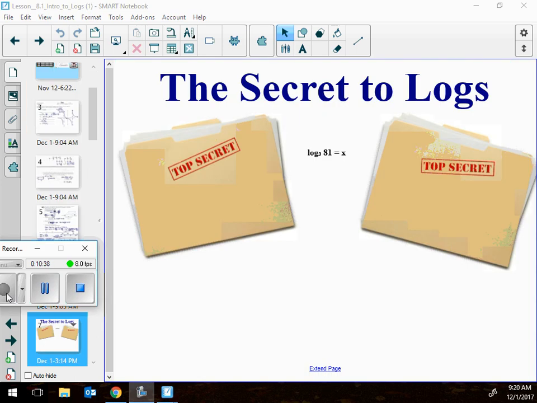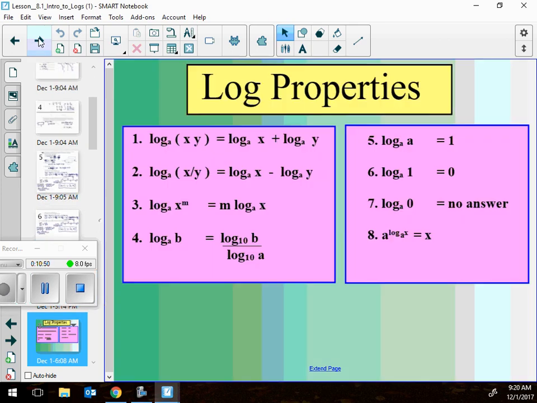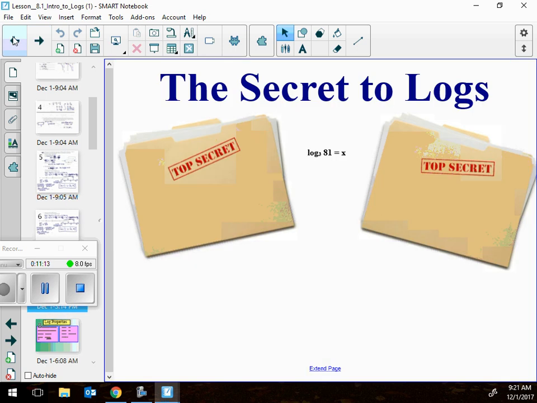Okay, so the secret to logs: it's all about how logs are related to exponents. These log properties are going to mean absolutely nothing to you right now. We will teach you those on Monday. This looks super complicated, and if anything it can make it look like we're going to learn really, really hard stuff. But it's really easy as soon as you understand the basics. So let's make sure you understand the basics, this whole secret to logs.